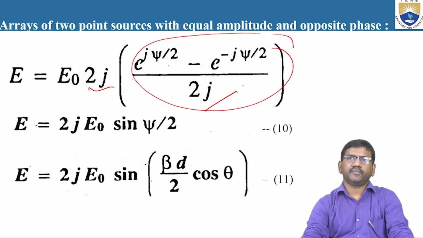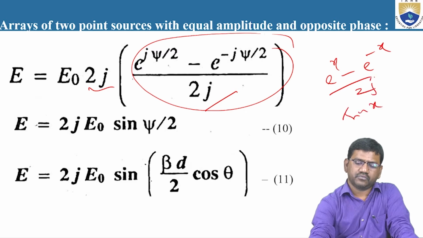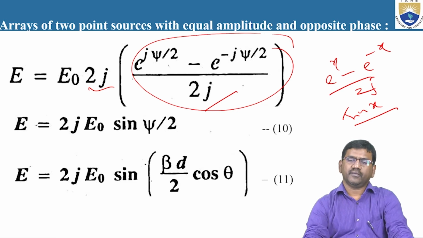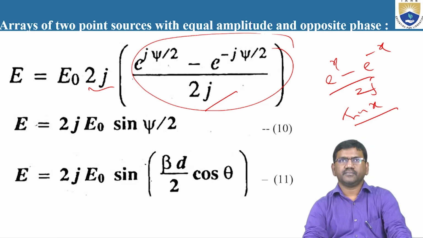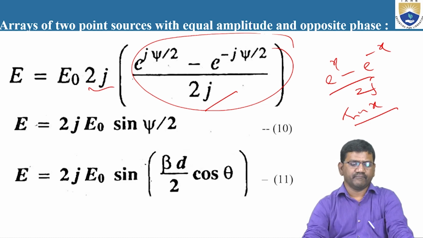So we know that e power x minus e power minus x by 2j is equal to sine x. So this is one of the trigonometric formulas. If we apply this trigonometric formula, this mathematical function can be simplified as E is equal to 2j E naught sine psi by 2.